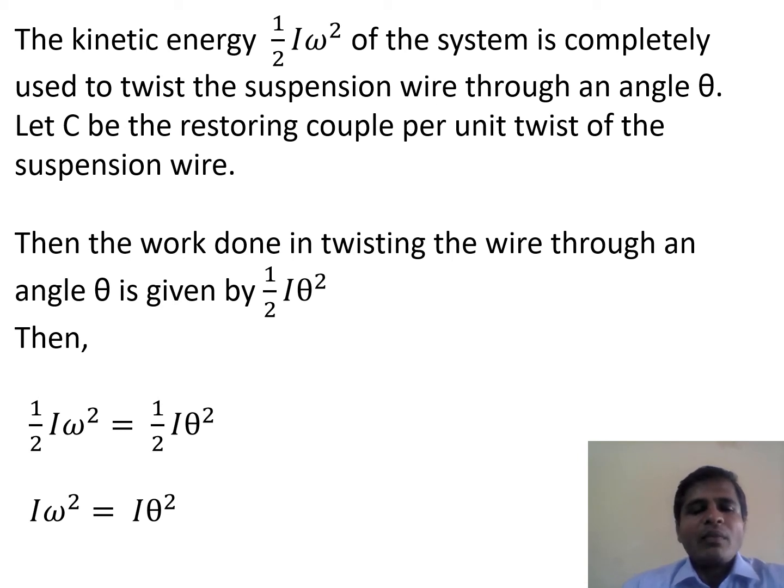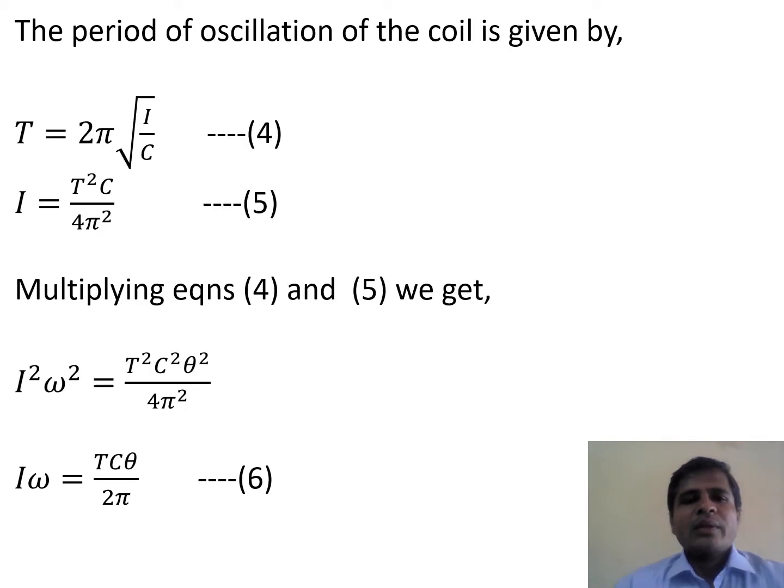Then equating the two, that is half I omega square, the kinetic energy of the rotating system, is equal to the work done, that is half C theta square. Then I omega square will be equal to C theta square, and the half cancels on both sides, so omega square is equal to C theta square upon I. The period of oscillation of the coil is given by capital T is equal to 2 pi into under root I upon C. Let this be equation 4.